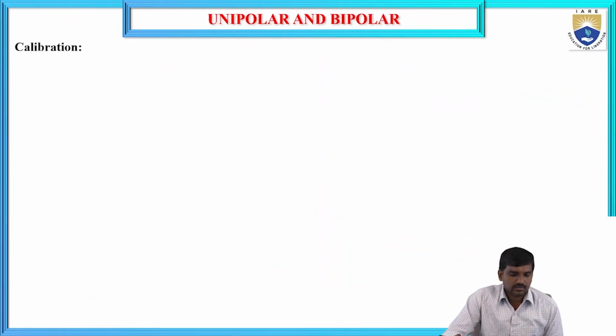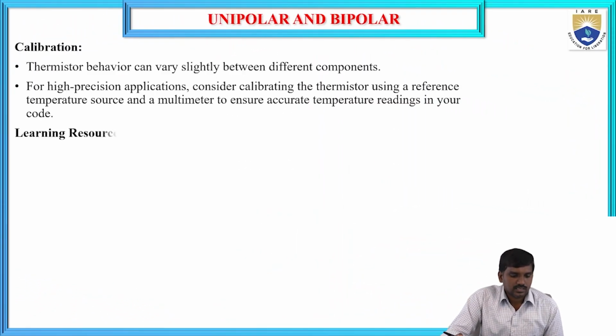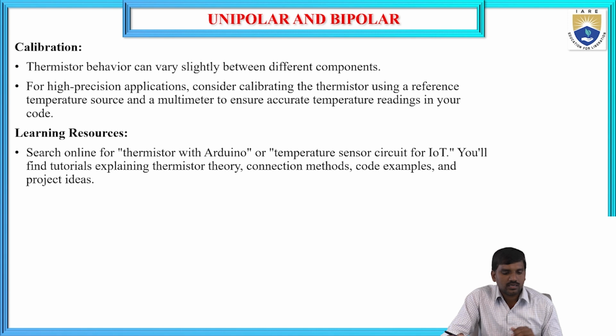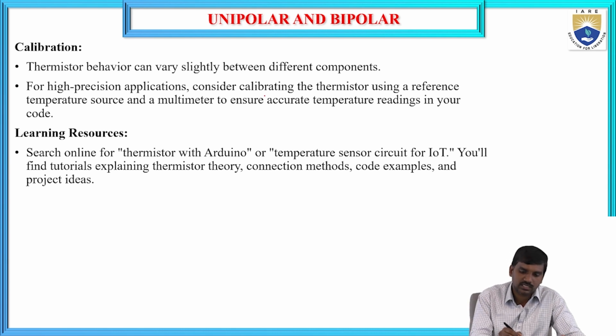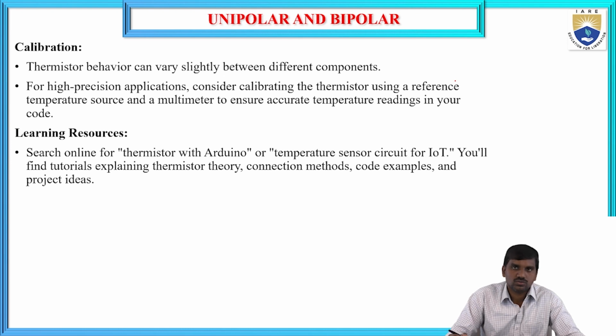Next one, calibration here. In calibration, thermistor behavior can vary slightly between different components. For high precision applications, consider calibrating the thermistor using a reference temperature source and a multimeter to ensure accurate temperature readings in your code. That is the calibration part.